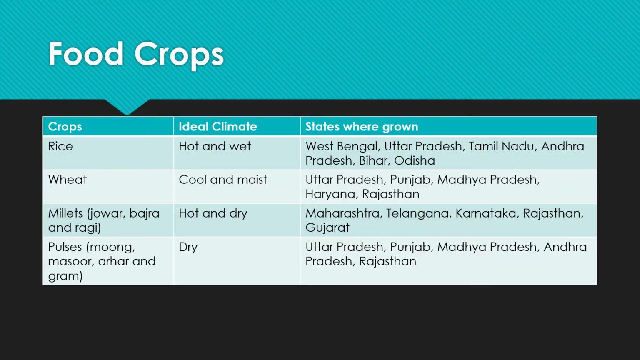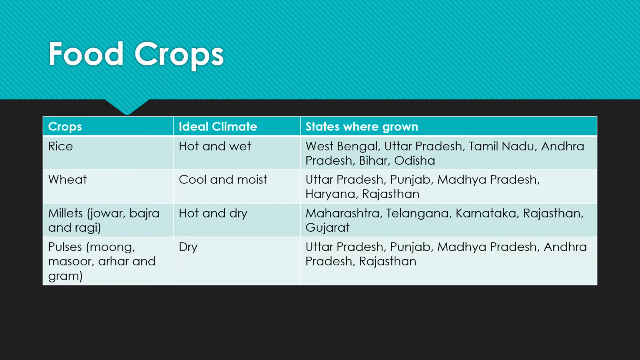Now let us see in the table which crops are grown in which climate and in which states. So here is the table. The first is rice. The climate which is suitable for growing rice is hot and wet. The states in which it is grown are West Bengal, Uttar Pradesh, Tamil Nadu, Andhra Pradesh, Bihar and Odisha. Now let us talk about wheat. The ideal climate to grow wheat is cool and moist.